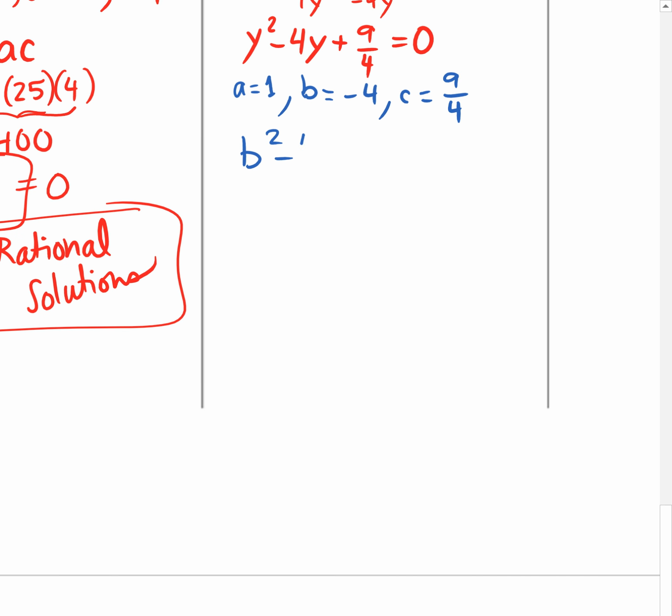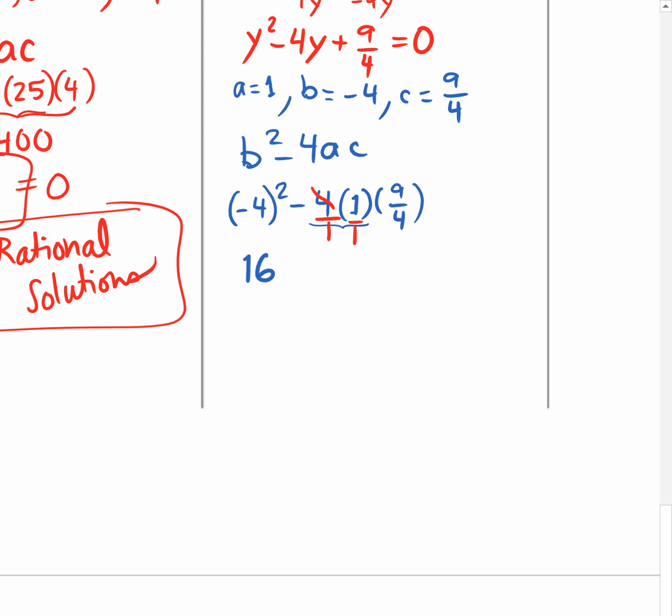B squared minus 4AC. B is negative 4 squared minus 4 times A is 1 and C is 9/4. There we go. So we got negative 4 squared, that's positive 16. We have negative 4 times 1, which is negative 4, times 9 over 4. You know what I better do? I'm going to put that 4 and the 1 over 1. And then think about multiplying those.